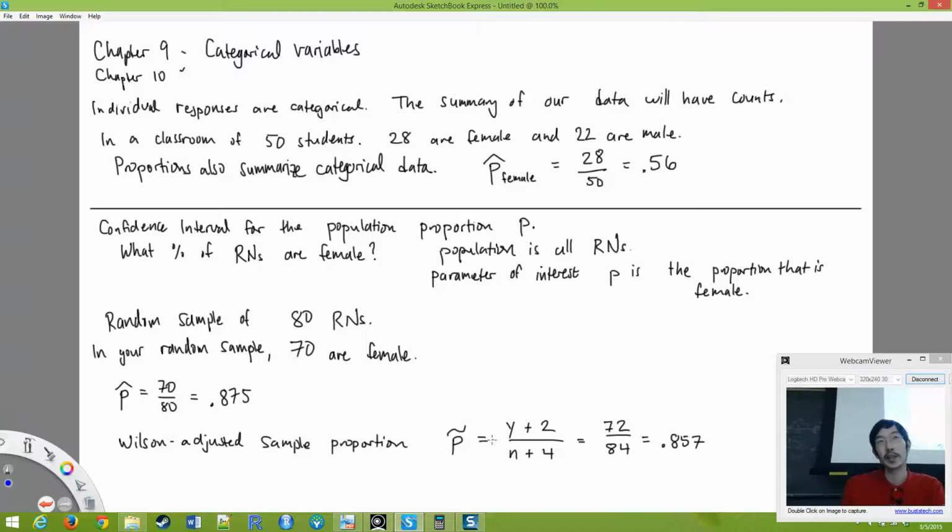The flip side is also true. If you survey something where the overwhelming majority of people will answer yes, say you survey 100 people and all 100 say yes, then your p-hat would be 1, or 100 over 100. But the Wilson adjusted sample proportion would change that to 102 out of 104. So it pulls it away from 100% and changes it a little bit.